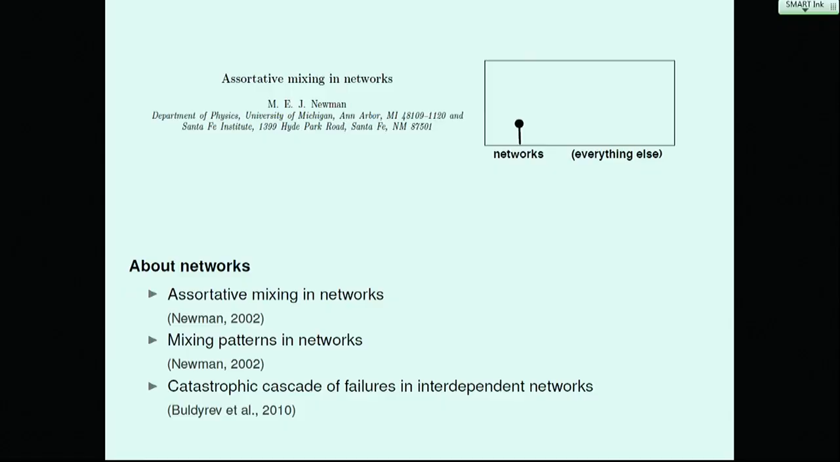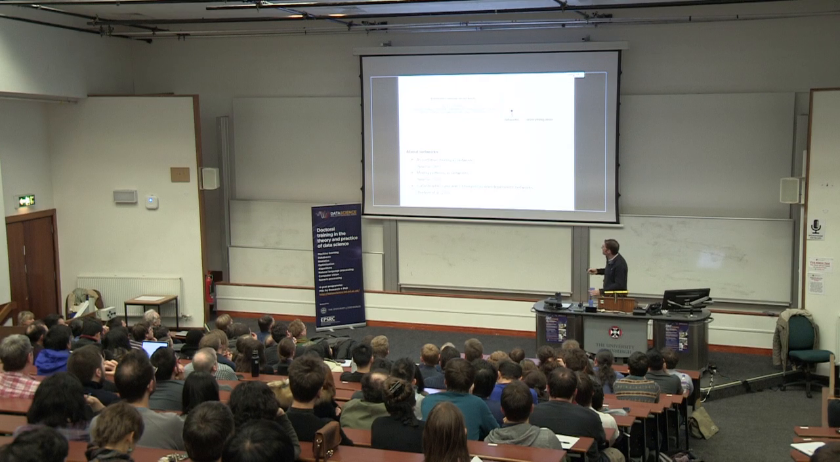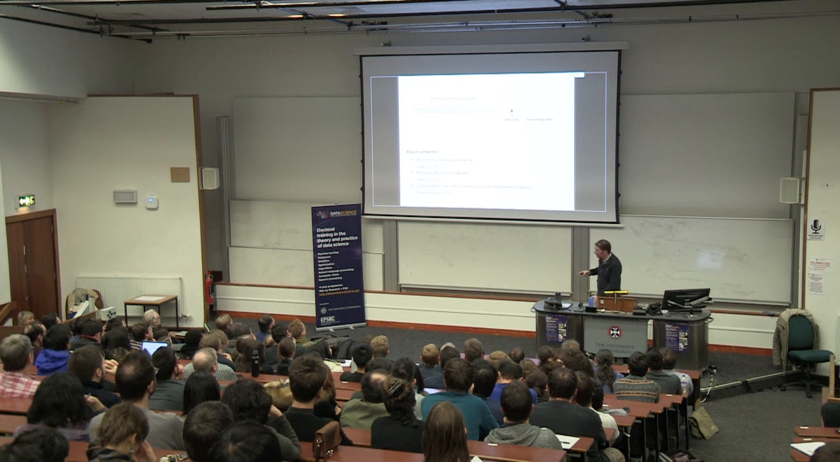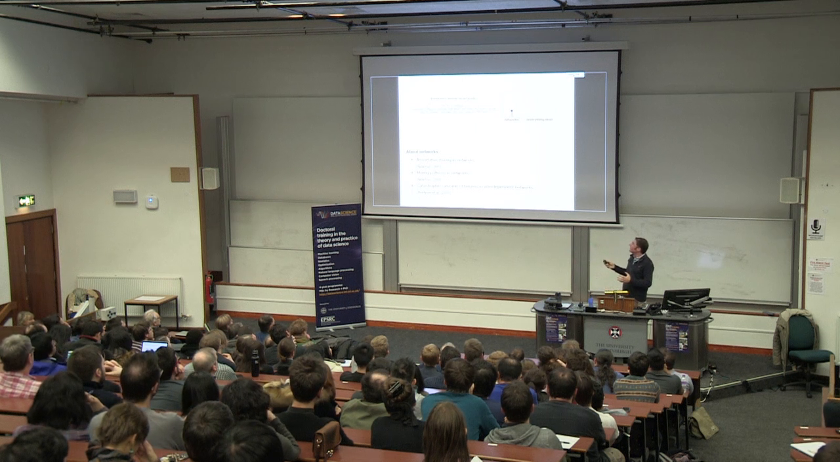These are like some of the top 10 articles. Assortative mixing in networks, mixing patterns in networks, catastrophic cascades of failures in interdependent networks. These are all articles that are about network analysis. They're good. I mean, the first two I've read, and they're excellent. That's what you can do with LDA.